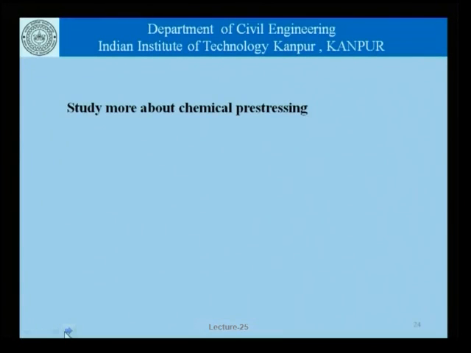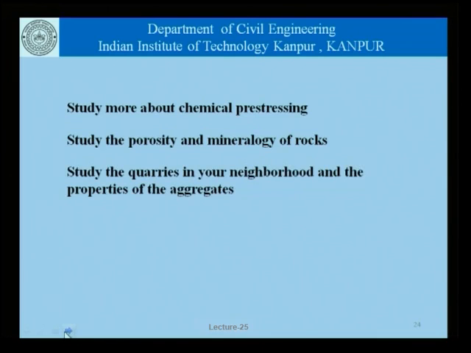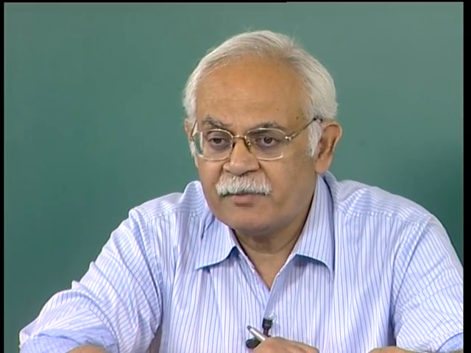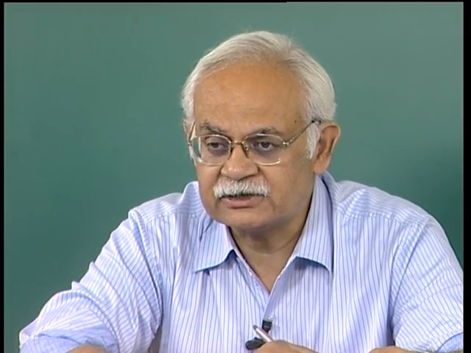Now, with this we come to a close of the discussion, and as we usually close, we can do some more work and study a little bit about chemical pre-stressing, and that is what we talked about in our discussion today. We can talk about or study more about the porosity and the mineralogy of rocks, which will give us a better understanding of the alkali aggregate reaction itself. We can study the quarries in our neighborhood and the properties of the aggregates there. We could look at the maps of different regions of the world which have been identified as producing reactive aggregates.